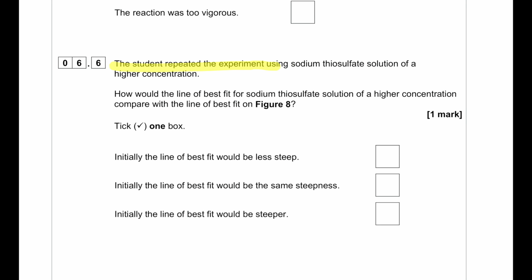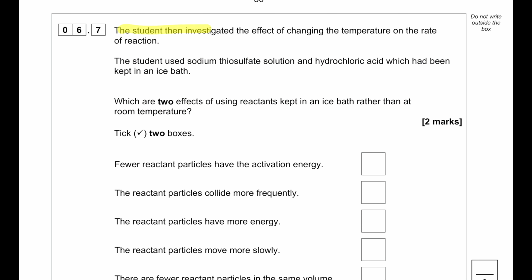The student repeated the experiment using sodium thiosulfate solution of higher concentration. How would the line of best fit for sodium thiosulfate solution of a higher concentration compare with the line of best fit of figure 8? Typically, when we use a higher concentration, we get a faster reaction. So initially, the line of best fit would be less steep. No, it's going to be more steep, not the same steepness. Initially the line of best fit would be steeper. Exactly correct.